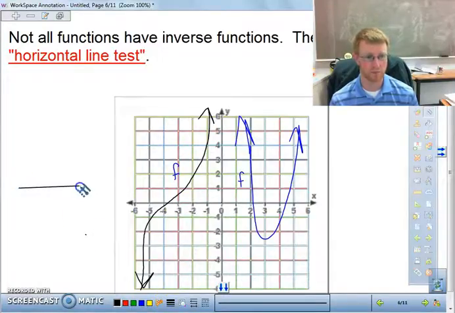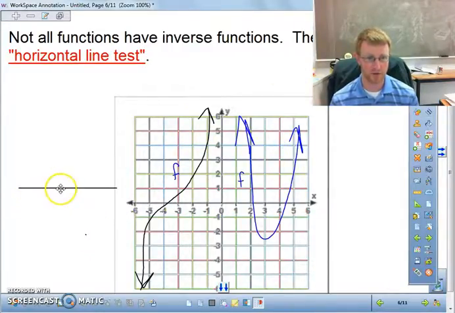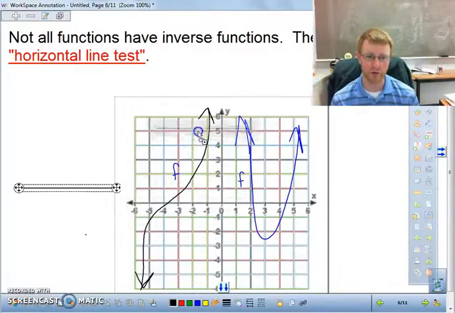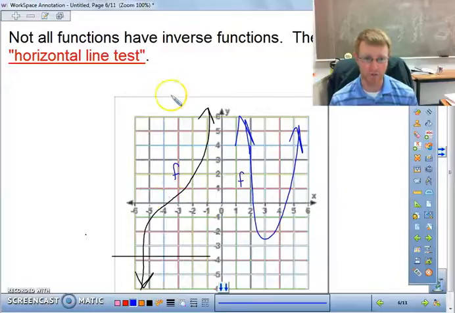Okay, so there's our horizontal line. Now let's check to see if this passes. I'm going to take this, and as I go up this function, we are looking for the same thing as we would if it was a vertical line. Because it's a horizontal line test, all we're doing is determining whether it passes the test. And for this one, it does. So here, we could say that our function does have an inverse.